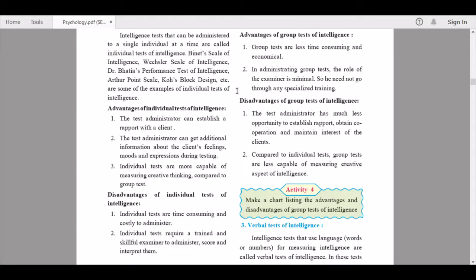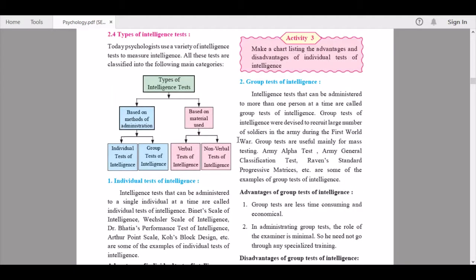Disadvantages of individual tests of intelligence. Individual tests are time consuming and costly to administer. Second pointer, individual tests require a trained and skillful examiner to administer, score, and interpret them. So this test is costly for the administrator and it is a lot time consuming. So this is suggested so that the administrator gets a more efficient idea about your intelligence.